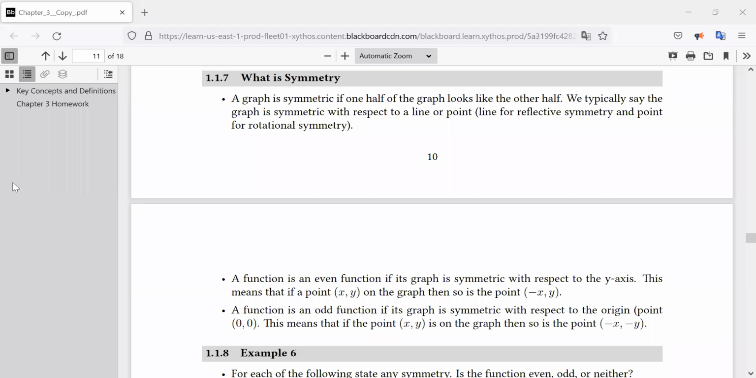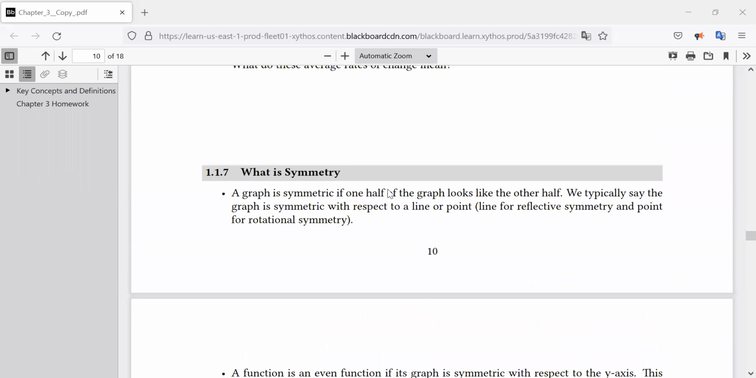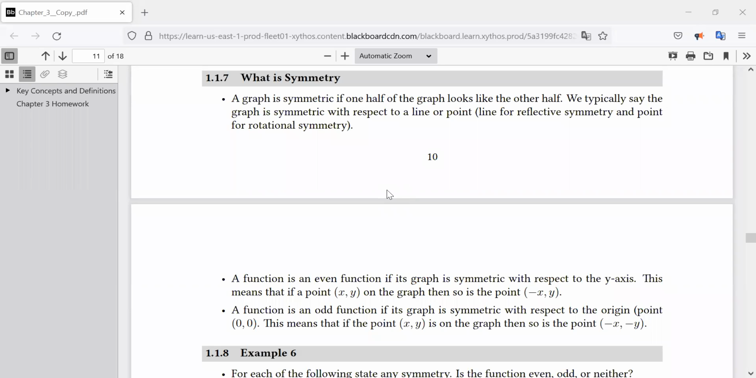Okay, I believe this is the spot where we left off yesterday, where we were just about to start the topic of symmetry, but hadn't started. That's correct, right? I believe so. Cool.